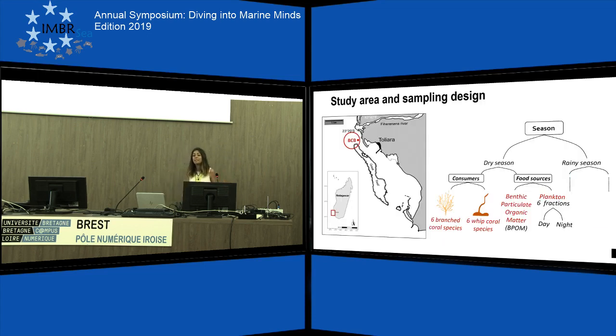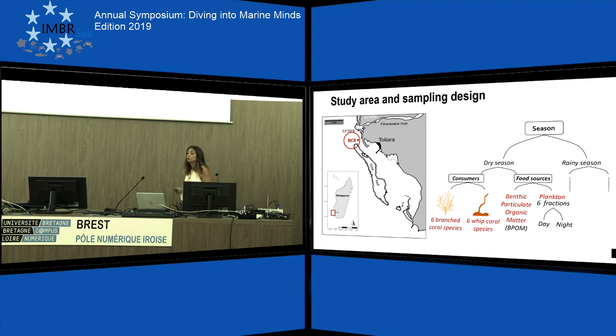The black coral bed I studied was located in the northern pass of the Great Reef of Toliara in Madagascar, where all black corals are found between 10 and 30 meters. This area is characterized by two distinct seasons, in which I sampled my corals. And here in this scheme, I'm only representing the sampling design for the dry season, but it was exactly the same for the rainy season.